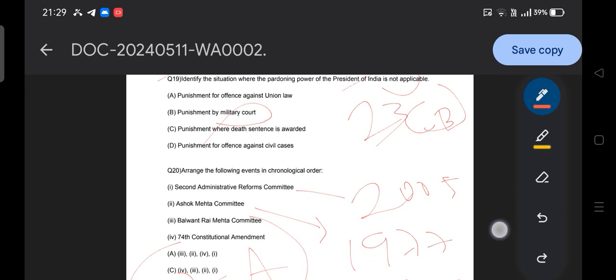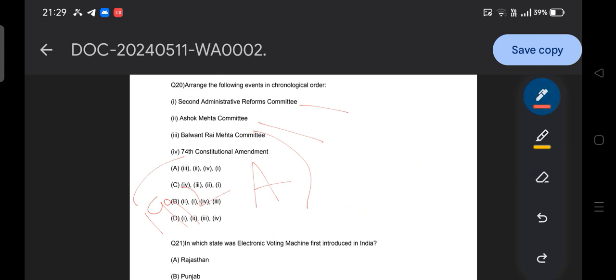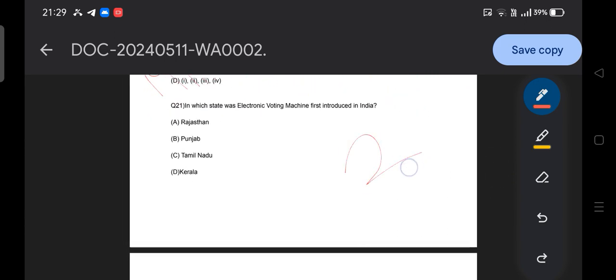So the answer of question number 24 is basically option number A. Then moving to the next question, number 25: in which state was the electronic voting machine, EVM, first introduced in India? Option A Rajasthan, option B Punjab, option C Tamil Nadu, option D Kerala. So Kerala is the answer: EVM was first introduced in Kerala in 1982.